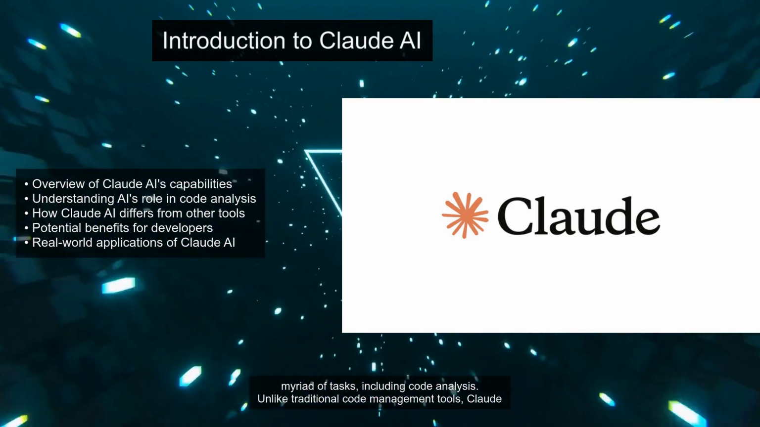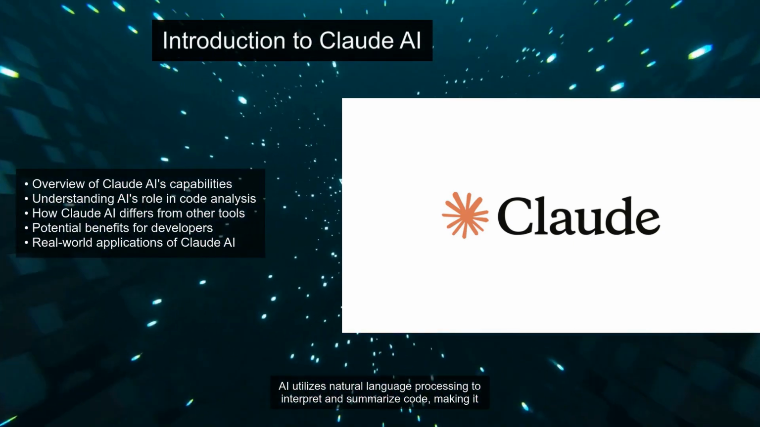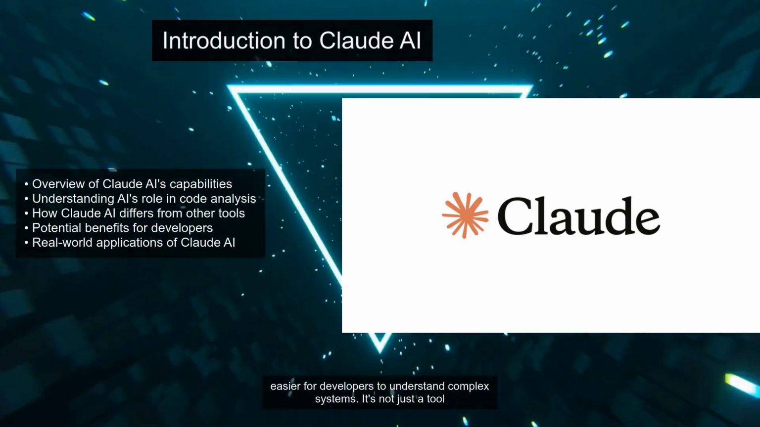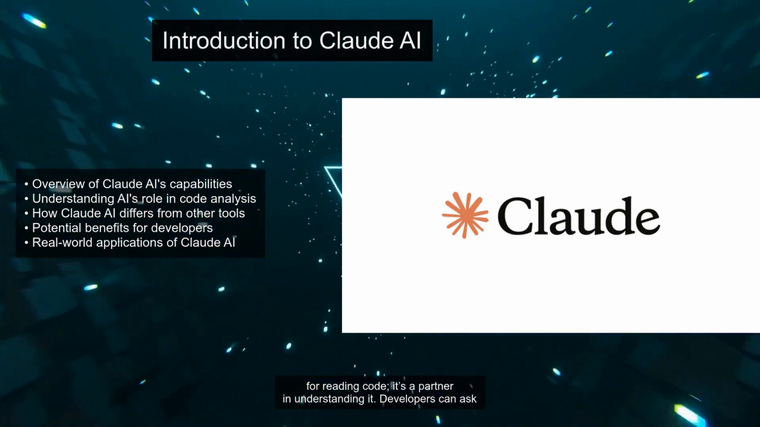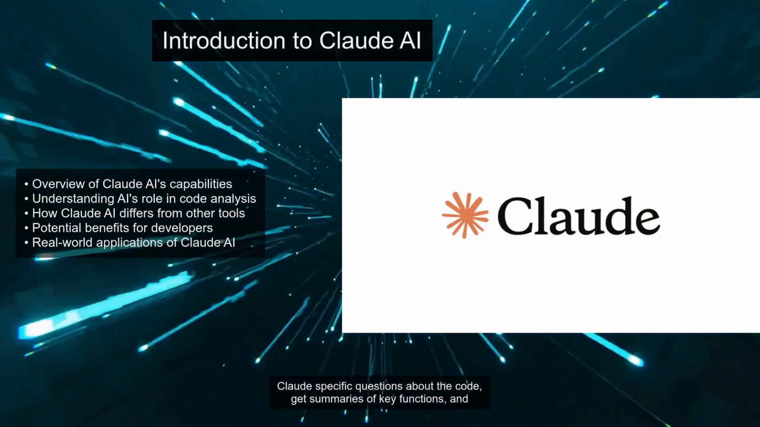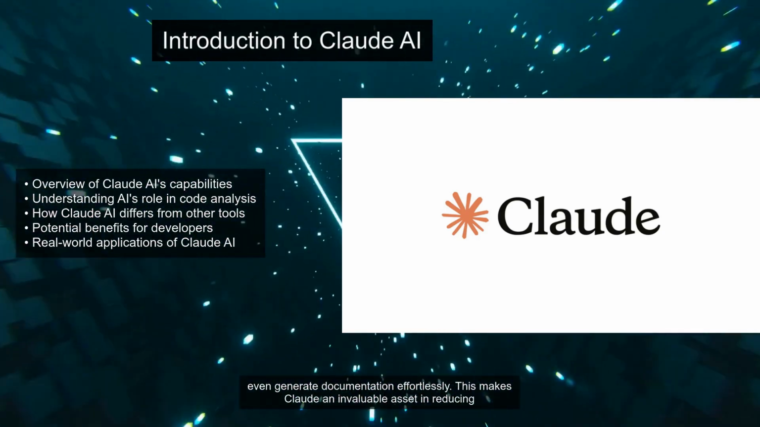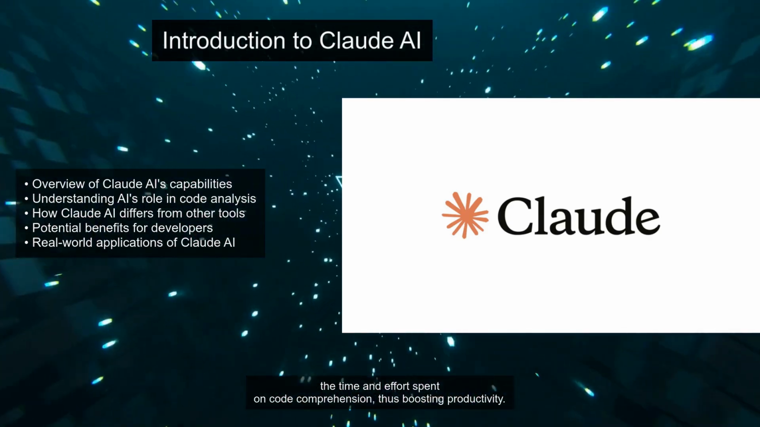Unlike traditional code management tools, Claude AI utilizes natural language processing to interpret and summarize code, making it easier for developers to understand complex systems. It's not just a tool for reading code, it's a partner in understanding it. Developers can ask Claude specific questions about the code, get summaries of key functions, and even generate documentation effortlessly. This makes Claude an invaluable asset in reducing the time and effort spent on code comprehension, thus boosting productivity.